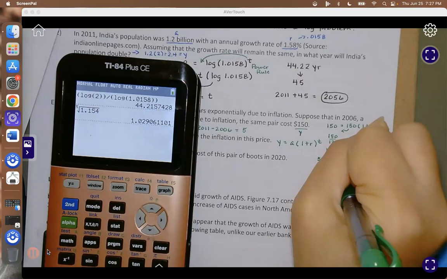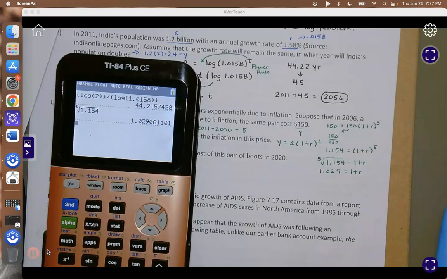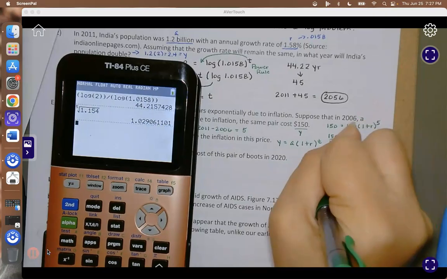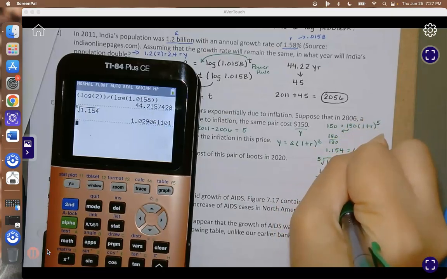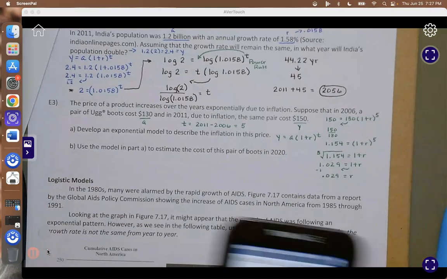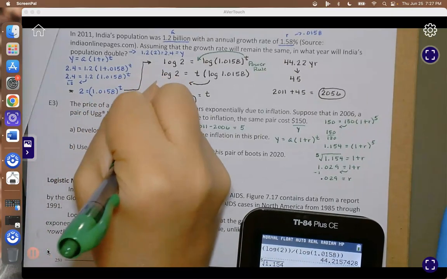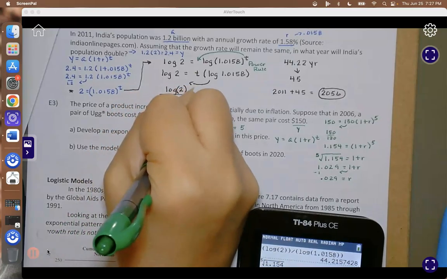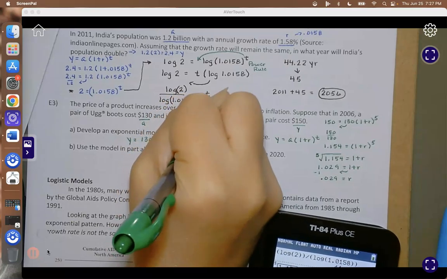So now that's going to give us 1.029 equals 1 plus R. Now we're trying to find R, remember, so we're going to subtract the 1. So 0.029 is your R. Okay, so our exponential model is y equals 130 times 1 plus 0.029 to the t power.